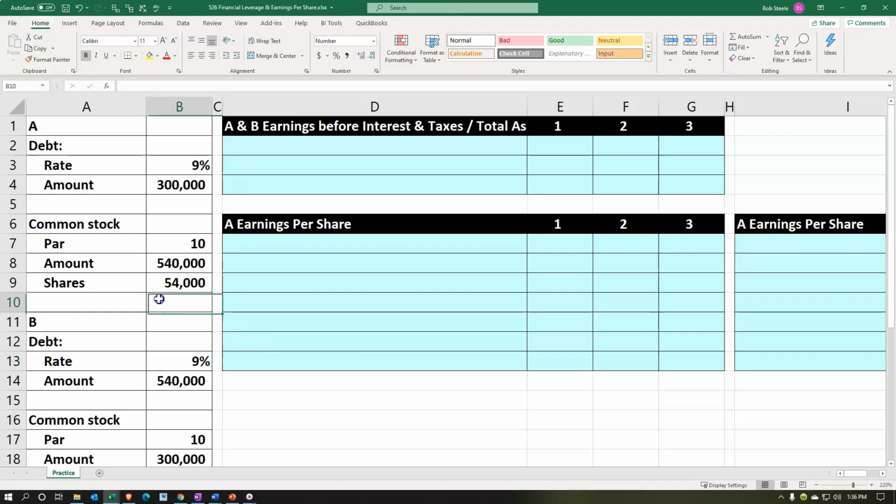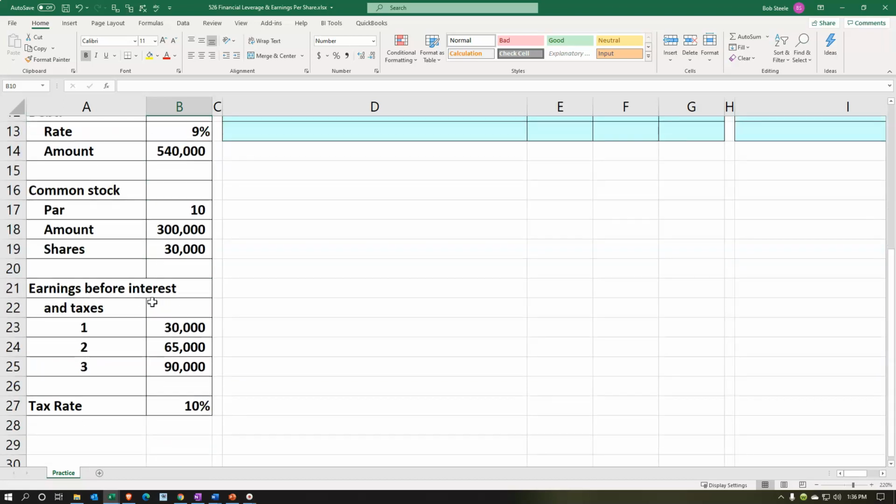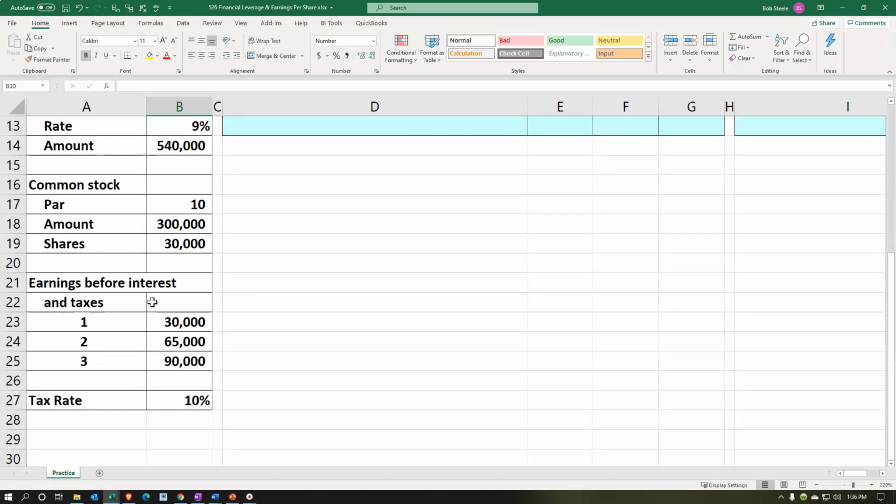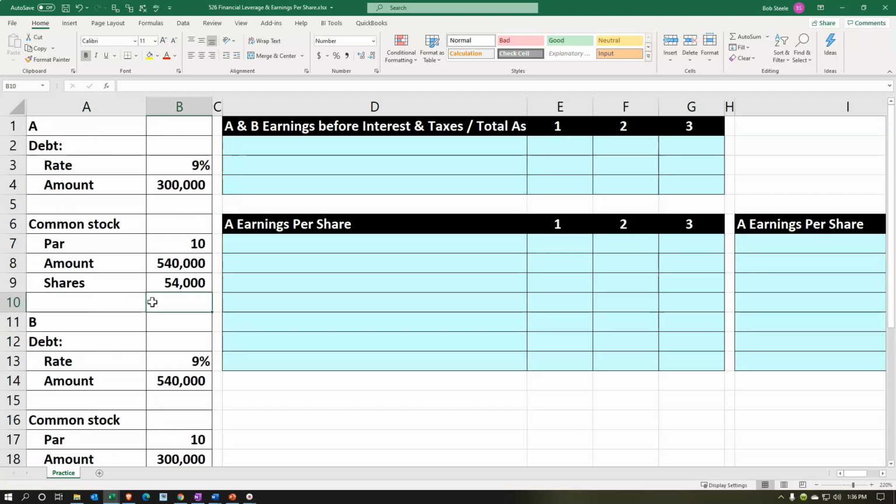Here we are in Excel. We have our information on the left-hand side. We're going to put that into the blue area into our worksheet on the right-hand side. We're going to have a couple different scenarios, scenario A and B, and then we're going to take a look at different earning levels related to those scenarios. Now, A and B scenarios will be debt-focused and then equity-focused. So let's take a look at A first.